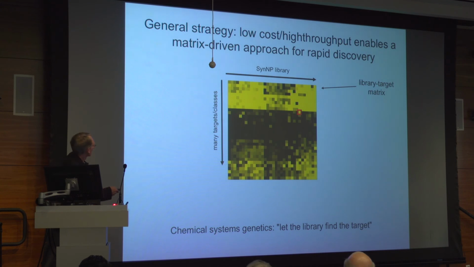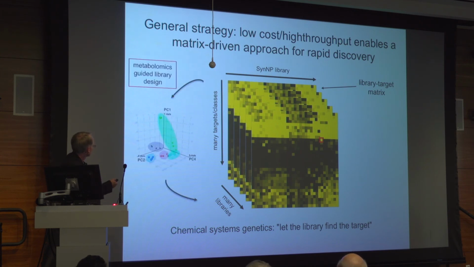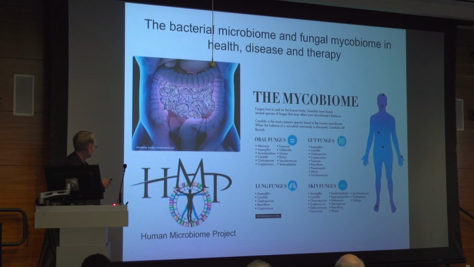Okay, so I'm over time already, and the idea is that we can make many different SynMP libraries. We can run them against many different targets and try and build this huge matrix of chemical genetic interactions. And we're starting to direct this process using this metabolomic profiling. So I think I'm out of time.